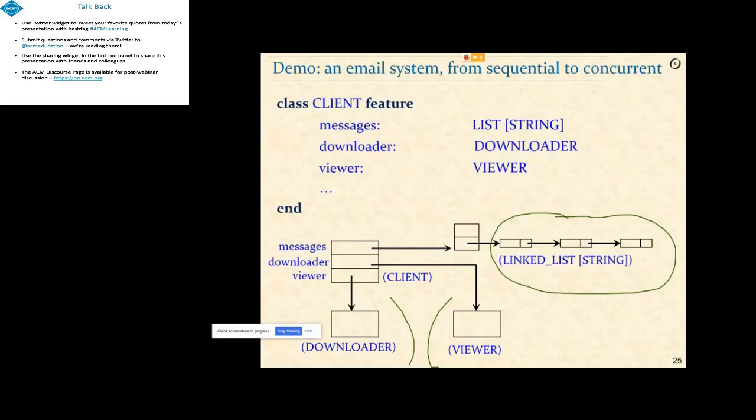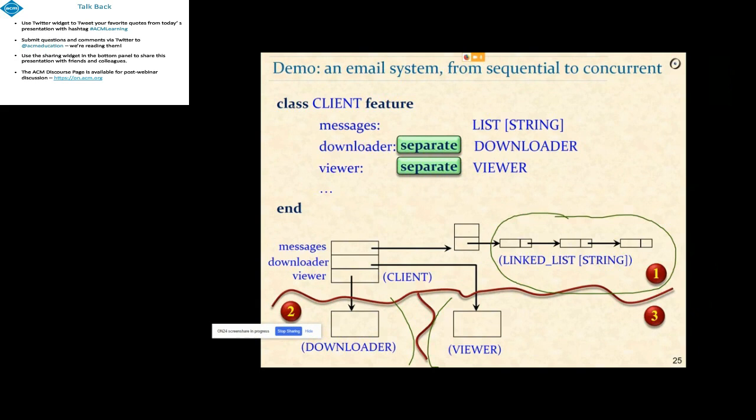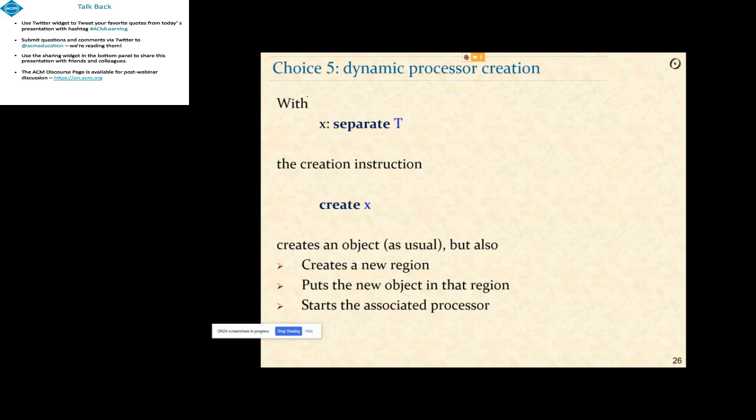Okay, so this is the situation that we have now in the concurrent version. We have now put the three objects, the client, the viewer, and the downloader in separate regions. The next choice is a little bit more trivial.